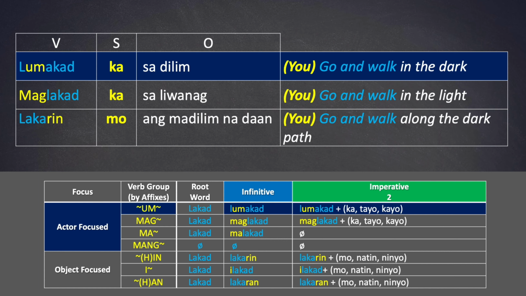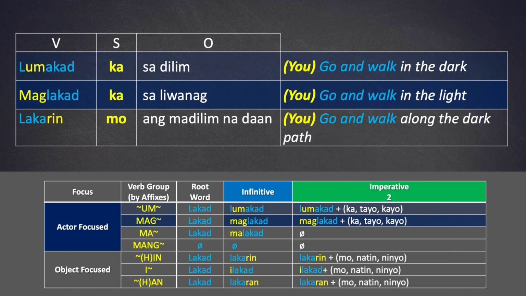Let's move on. Lumakad ka sa dilim. Go and walk in the dark. Lumakad evokes the sense of movement of going through a dark path. Maglakad ka sa liwanag. Go and walk in the light. Maglakad instructs one to use his feet to move through the light. Cool? Now, let's see how different the next verb is.